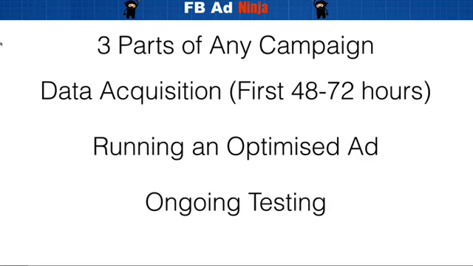And the third part of the campaign is actually ongoing testing. That's where you're testing different keywords to try and find winners, then moving those winners into your ongoing winning campaign. So we're going to have a look at this in some depth, and you'll see exactly how it works.